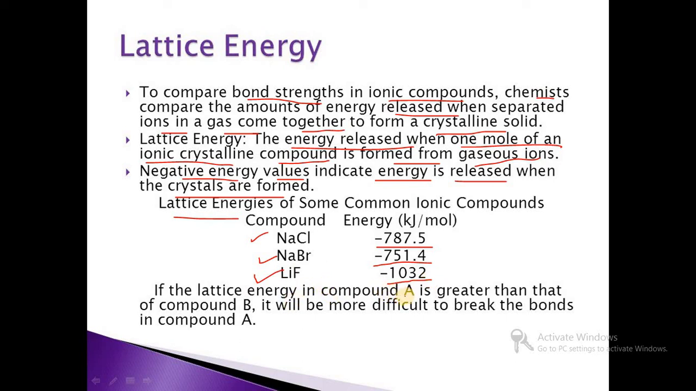If the lattice energy in compound A is greater than that of compound B, suppose there are two compounds A and B, and A has more lattice energy as compared to compound B, then it will be more difficult to break the bonds in compound A, that is A is a stronger ionic compound as compared to B. So lattice energy tells us whether an ionic compound is stronger or weaker.